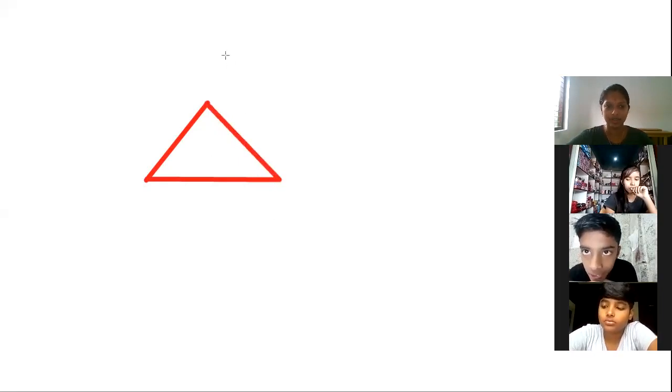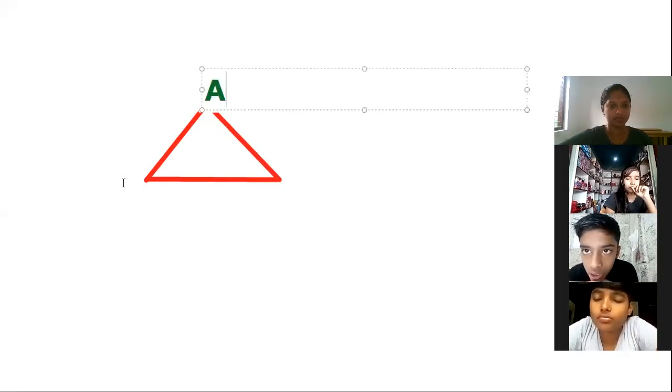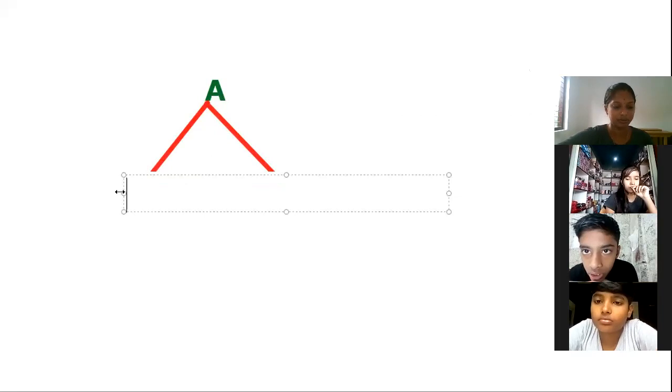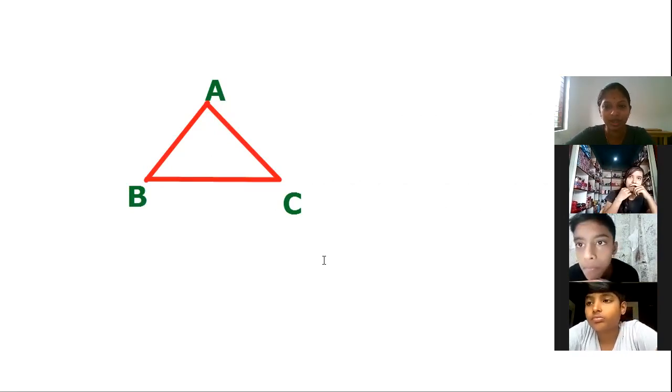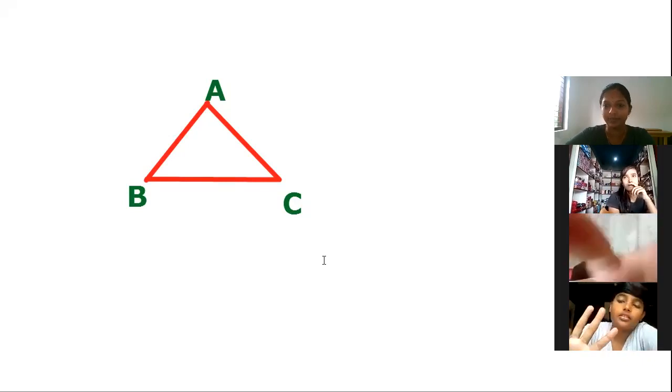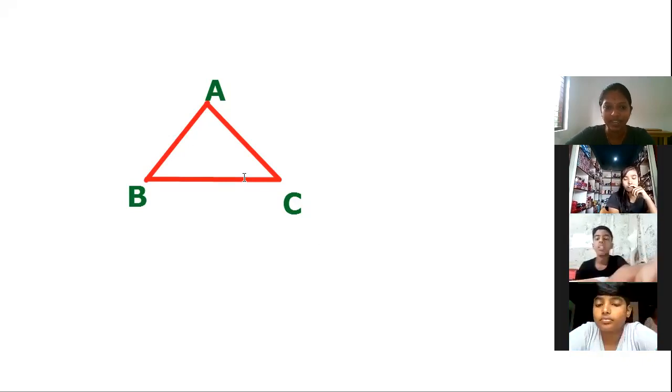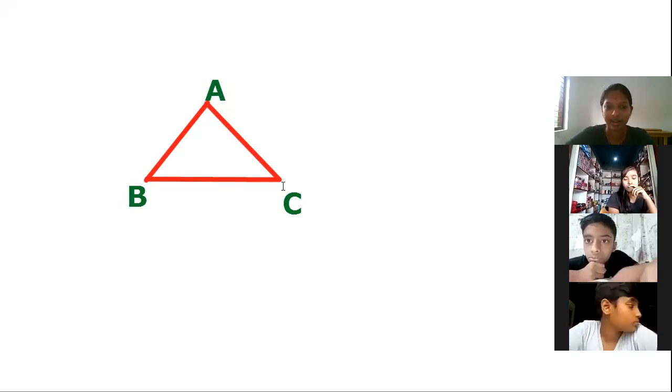I'm just naming it as A, B, and C. Okay. Then, how many interior angles are there for this triangle? How many interior angles are there? 3. Which are A, B, and C. They are interior angles for the triangle.